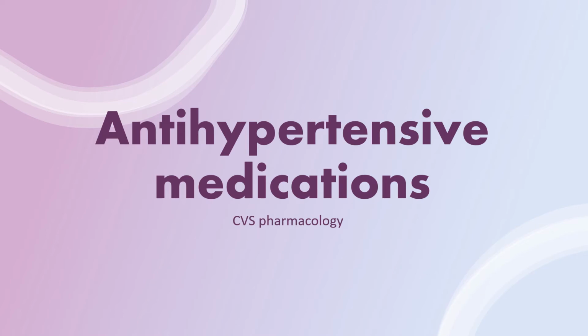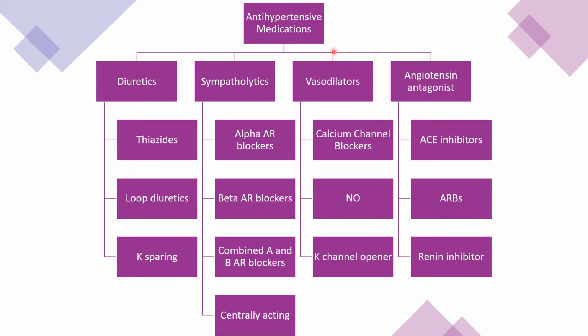So welcome back. Today I want to start a new series in CVS pharmacology for the hypertensive medications. Right, so on this slide I've summarized 4 of the main different types of antihypertensive medications that we use in a medical setting. So firstly we have diuretics.